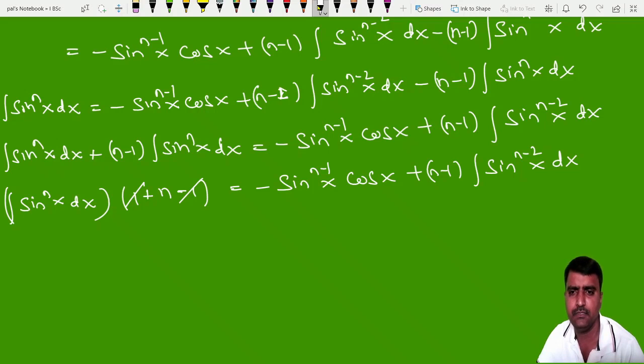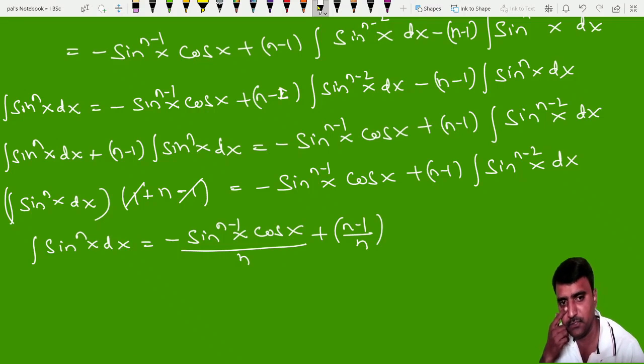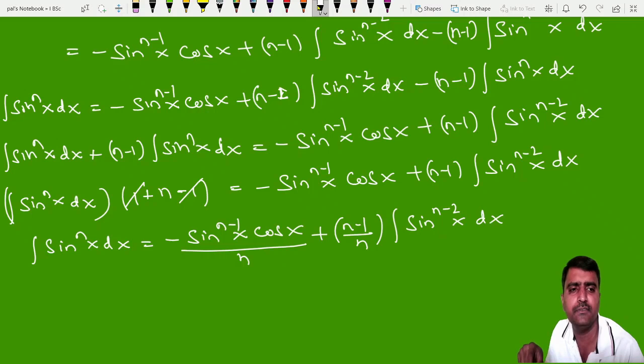The remaining is n. So integration of sine to the power nx dx is equal to minus of sine to the power n minus 1x into cos x, divided by n. This n, we bring to the right hand side, so it comes to the denominator. Then n minus 1 by n multiplied with integration of sine to the power n minus 2x dx.